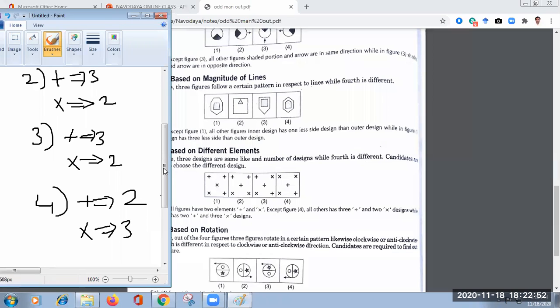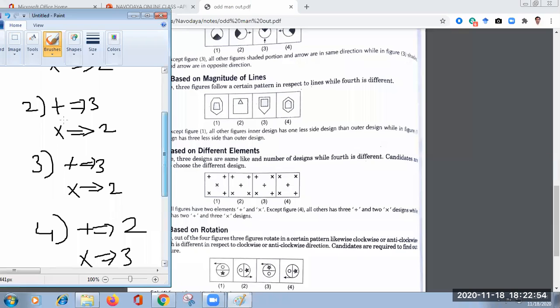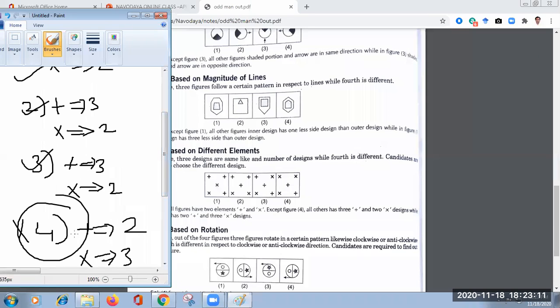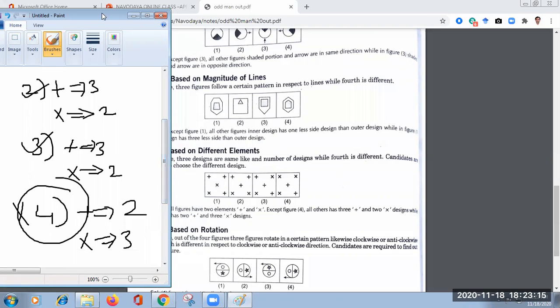So that means what happened? In 1, 2, 3, they are the same, whereas the fourth is not the same because the plus is repeated 2 times and into is repeated 3 times. That's why our answer is the fourth. That's why our answer is 4. So this is a very easy question that you can answer very easily.